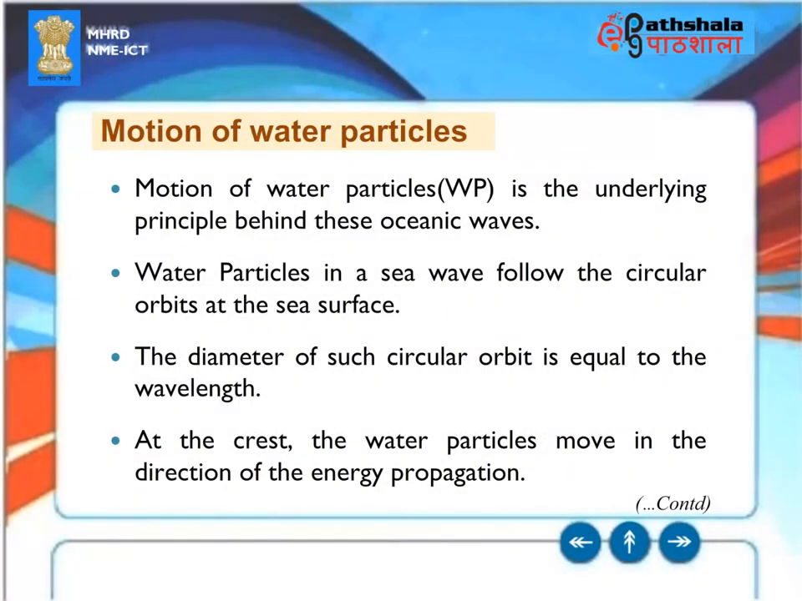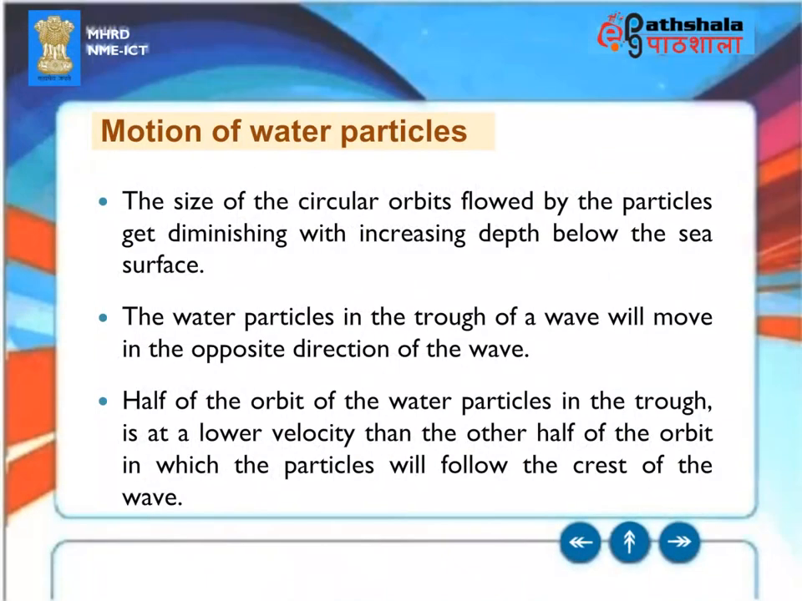Motion of water particles. Motion of water particles is the underlying principle behind these oceanic waves. Water particles in a sea wave follow circular orbits at the sea surface. The diameter of such a circular orbit is equal to the wavelength. At the crest, the water particles move in the direction of the energy propagation. The size of the circular orbits followed by the particles diminishes with increasing depth below the sea surface.